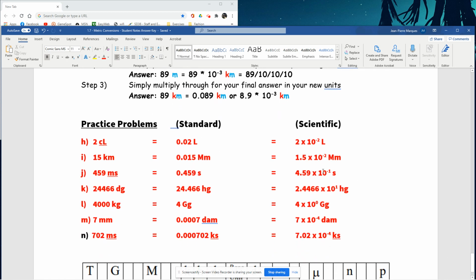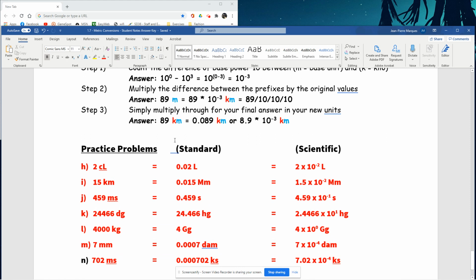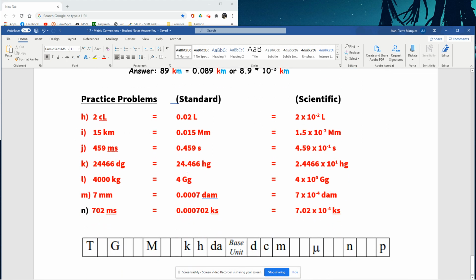Okay, let's check your answers. For letter H, you've got 2 centiliters going into liters. So centi is here. Liters, there's no prefix, therefore it's a base unit. Therefore, I'm going 1, 2 jumps to the left. Therefore, I'm going to move my decimal 2 places to the left. If I started here, 1, 2, I get 0.02 liters. Or in scientific notation, 2 times 10 to the minus 2 liters. 1 sig fig in each.